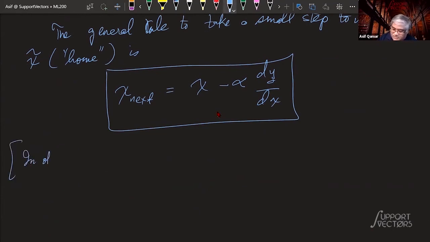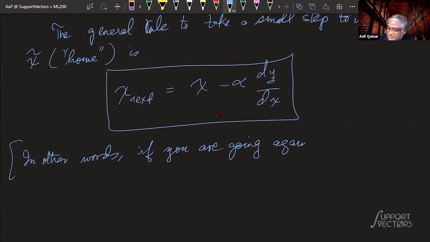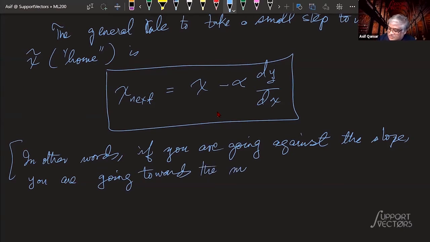In other words, if you are going against the slope, you are going towards the minima. It's just many ways of saying the same thing.